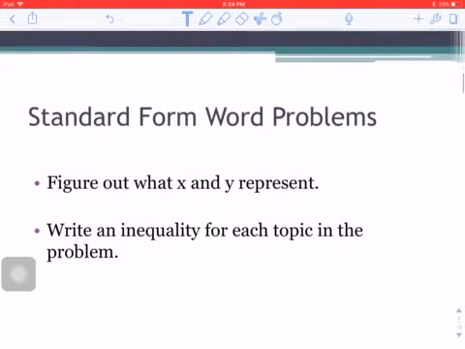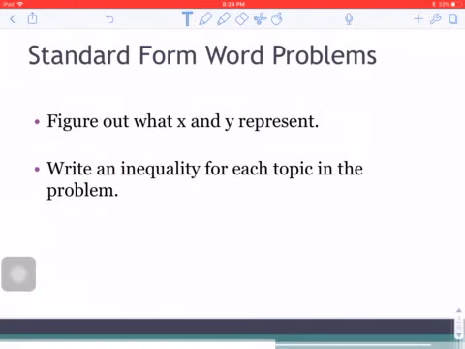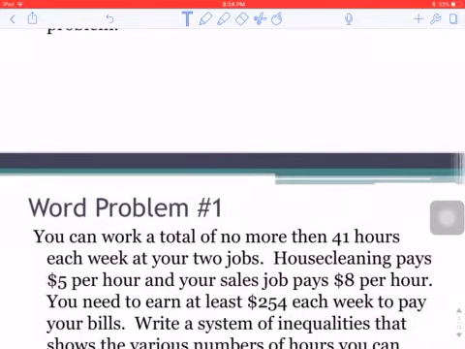With word problems, the first thing you always want to do is figure out what x and y represent. That is always going to be your first step. So you'll identify the two things that the problem itself talks about, and then you're going to write an inequality for each topic in the problem. Topics could include things like cost or profit or quantities like total. Basically, anything you can total up would be considered a topic. So let's get right into the first word problem.